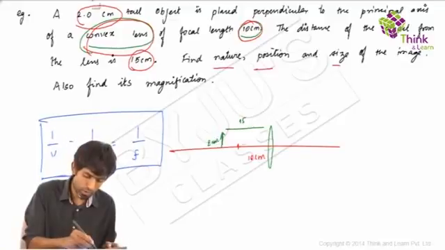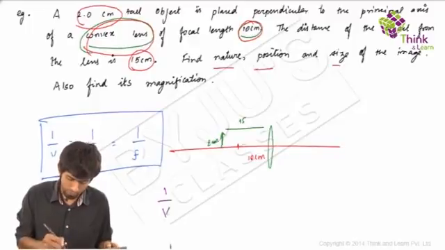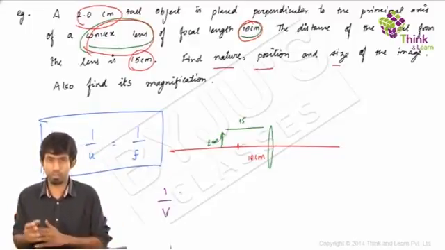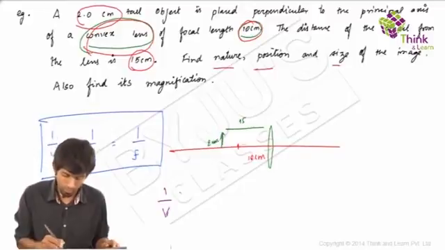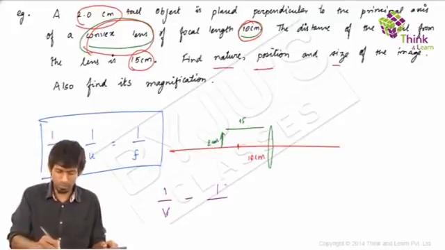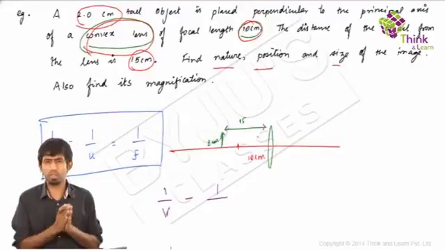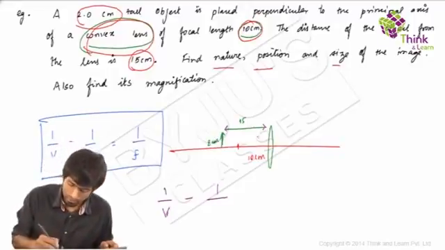So let's do that. 1 by V is what we need to find. V is going to give us the nature and position of the image. Minus 1 by U. And what is U over here? 15 centimeters, right? Can we put 15 directly? It's to the left of the lens, which means that it is negative.